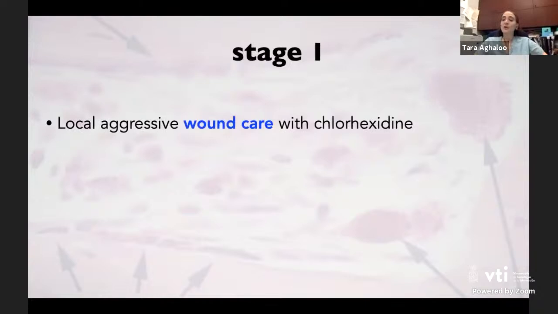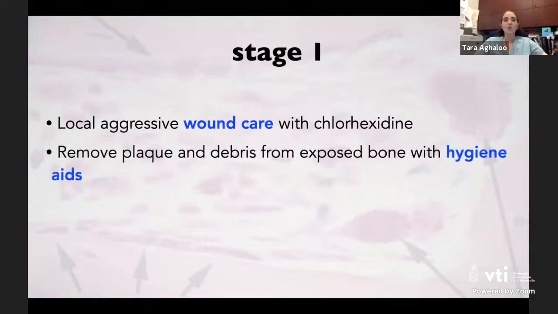So if we have stage 1 ONJ, we want to do that local aggressive wound care that we talked about with the chlorhexidine that I showed you. Remove all the plaque and debris from the exposed bone. And there are a lot of different hygiene aids that can be used, whether it's the Q-tip or the cotton swab on the wood handle, whether it's a small kid-sized toothbrush with a little tiny head, whatever it is that you use to get in there and really clean very well.